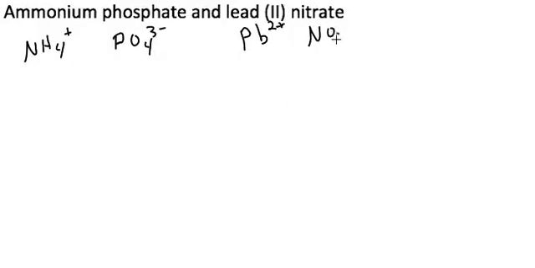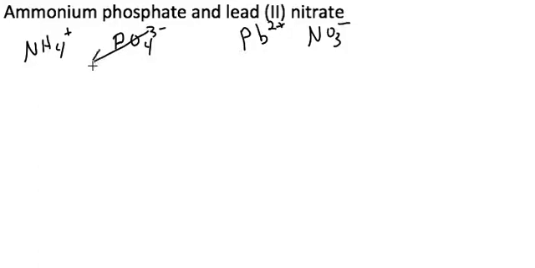So we're starting with ammonium phosphate, so we have ammonium, which is NH4+, and we have phosphate, which is PO4 3-. These are two of the common polyatomic ions that you need to memorize. The other ion pair is going to be lead-2, which means it's Pb, and that's 2+, and nitrate, which is NO3, and it's a 1- ion.